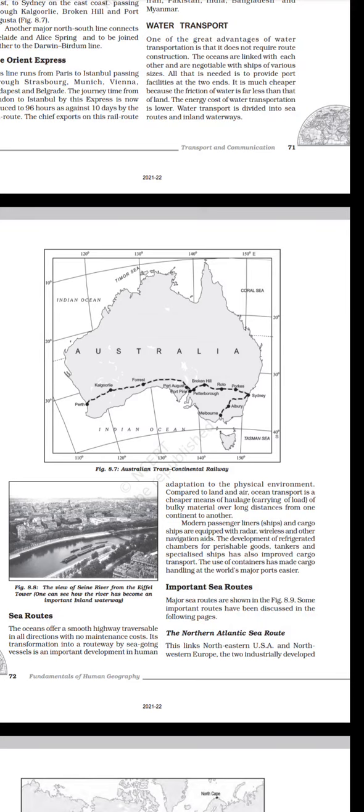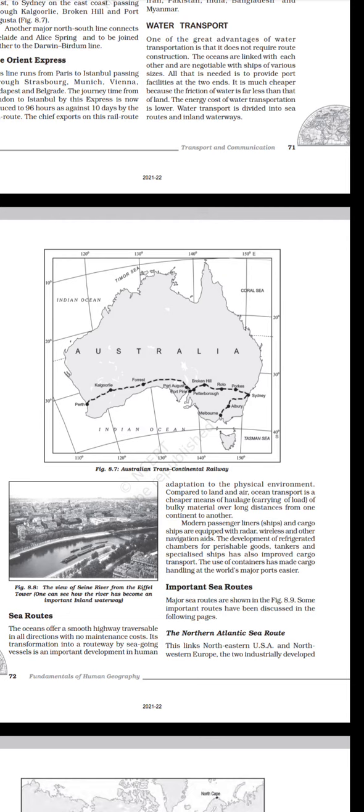Take a look at figure 8.7, Australian Transcontinental Railway. Take a look at figure 8.8, the view of Seine River from the Eiffel Tower. One can see how the river has become an important inland waterway. Sea routes.